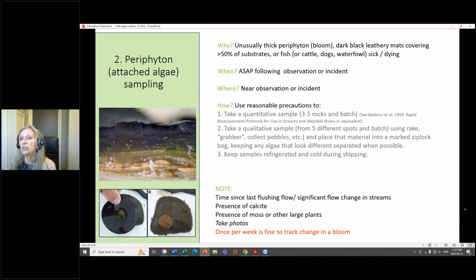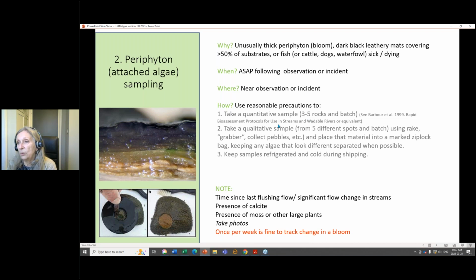So turning your attention to the attached algae, how do you go about sampling them? Again, you notice an unusually thick layer of attached algae. It can be dark black or leathery or covering more than 50% of the substrates, or unfortunately, you've got animals that are sick and dying. Same thing, as soon as possible. But here there are two options. When you're filling a bottle with water, you're automatically taking a quantitative sample. If you want to take a quantitative sample of periphyton, you need to sample a discrete area, as you see in the images at the bottom of the screen here.